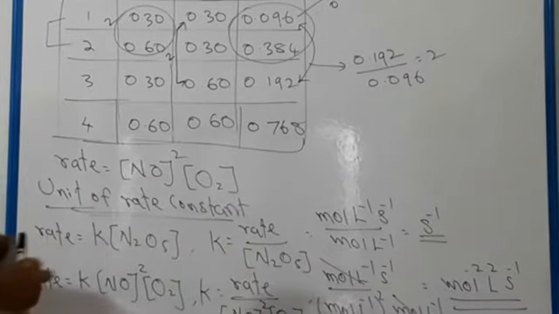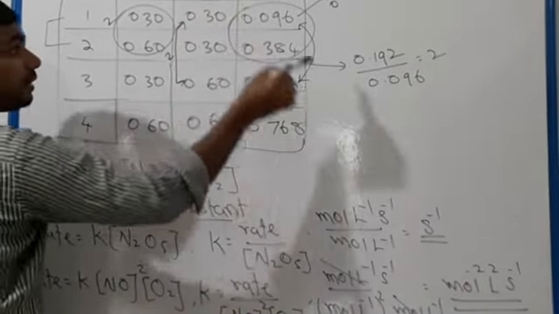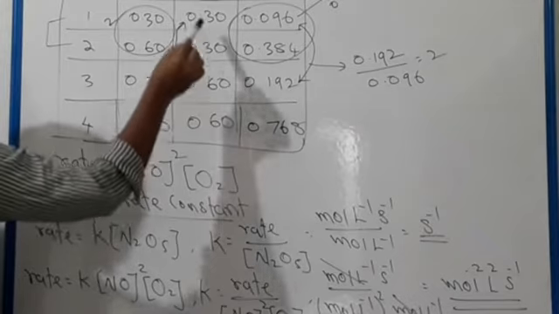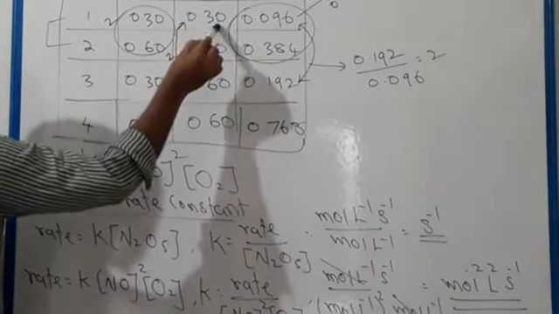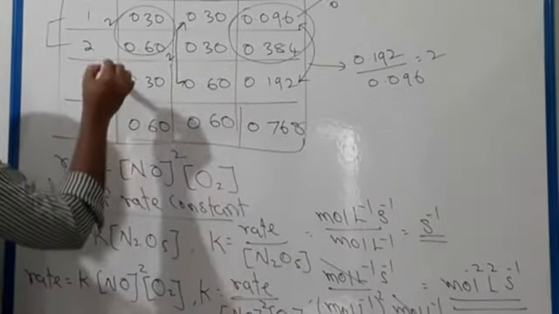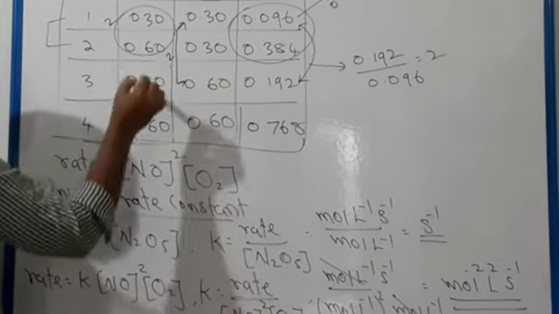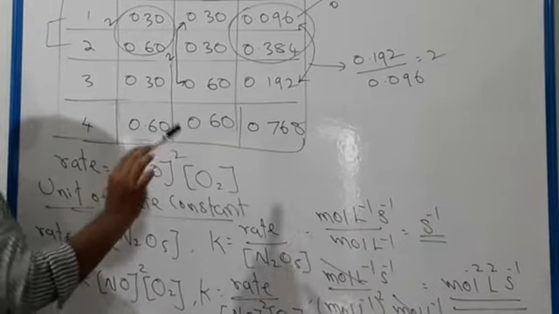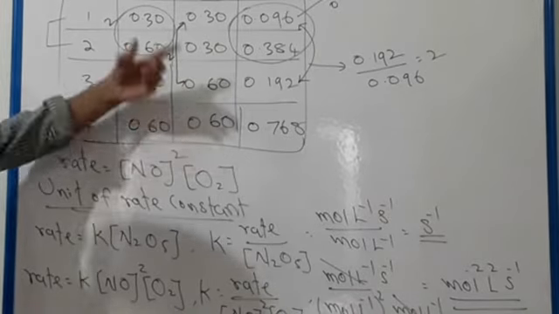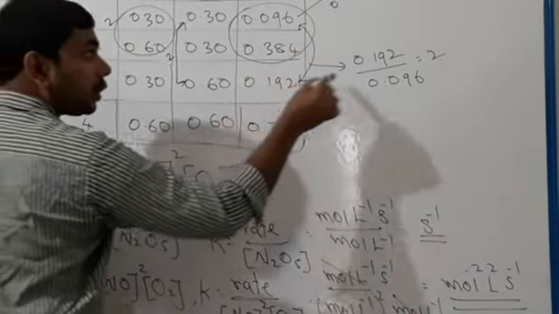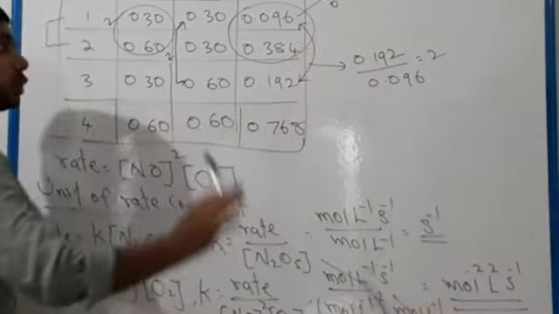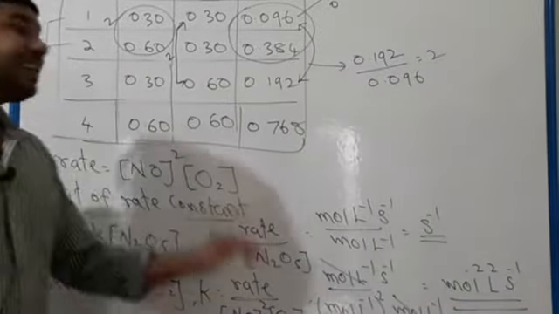Look here, when you consider the concentration of oxygen, it will be first order. When you consider the first and third experiment, the concentration of oxygen is 0.3, 0.6, twice increasing. In the first and third experiment, the concentration of NO is the same, not changing. Only the concentration of oxygen is changing, 0.3, 0.6, twice. The rate of reaction also increases the same way, twice, so you have to say this is a first order reaction, directly proportional.